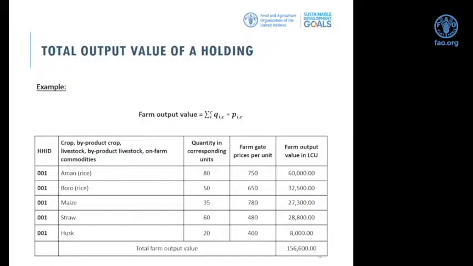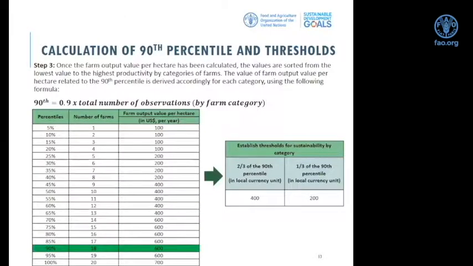So as I mentioned to you earlier, farm output value can very easily be estimated: quantity times prices. This is an example based on actual data that we collected in Bangladesh in early 2019. We have the quantity of rice multiplied by its respective farm gate price to arrive at the total farm output value.